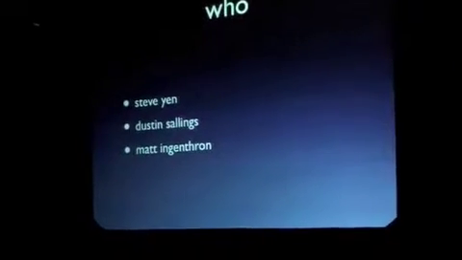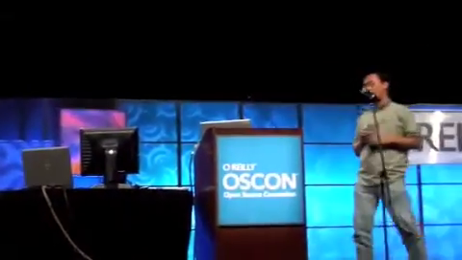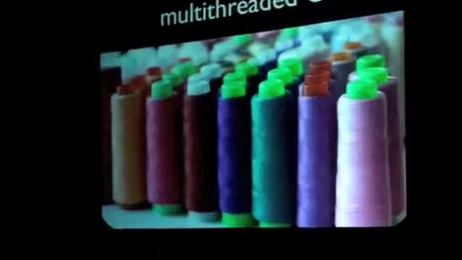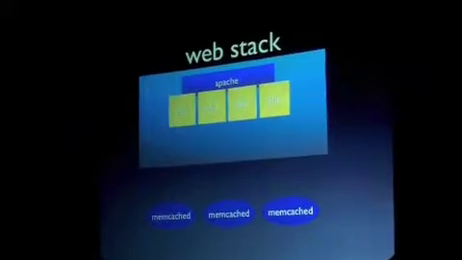So the people who worked on the project include me, I'm Steve Yen. Dustin Stallings is one of the core contributors to the memcached project. And Matt Ingenfro, another key guy in the community. So Moxi, it rhymes with Foxy. It's open source, BSD licensed, high performance, multi-threaded C code. So how to use it?